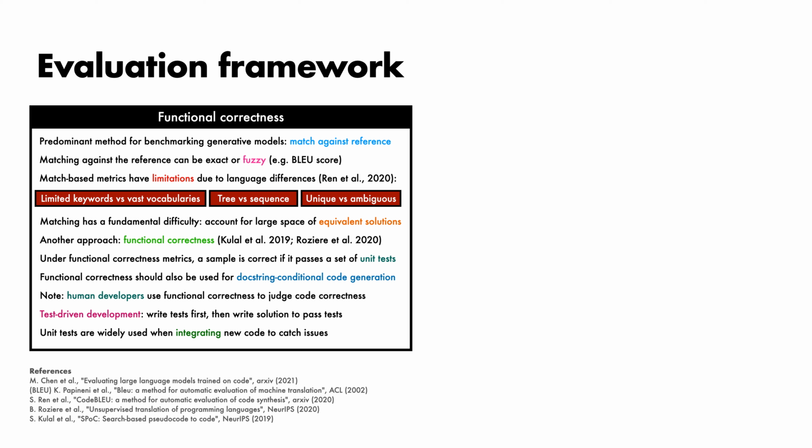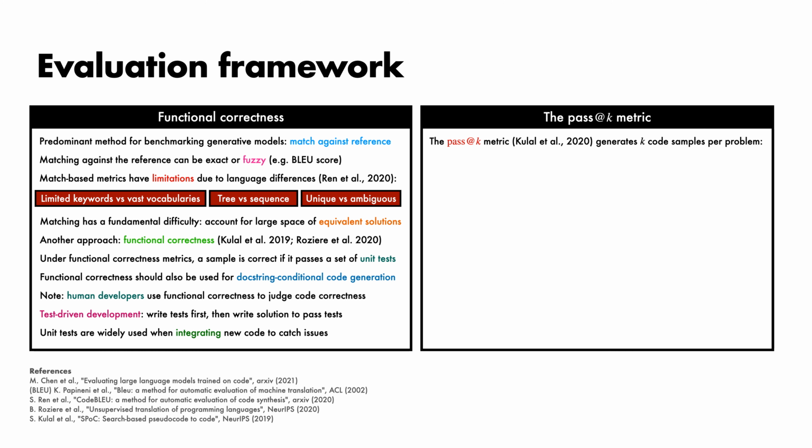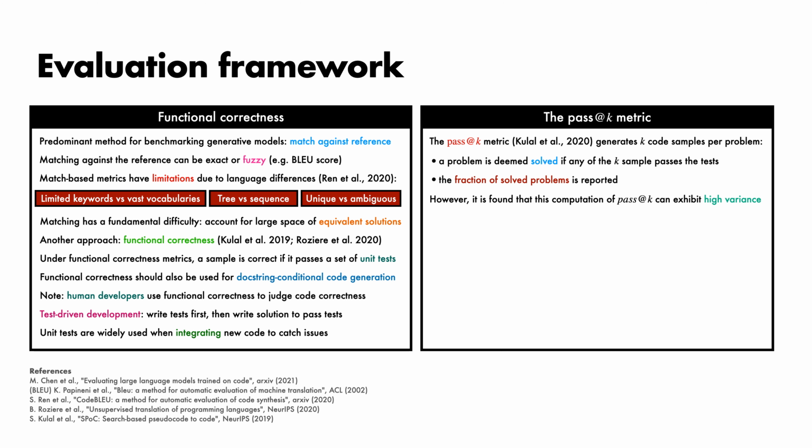To assess functional correctness, the pass@k metric considered by Kulal et al. generates k code samples per problem. A problem is deemed solved if any of these k samples pass the unit tests, and the fraction of solved problems is then reported. It is noted by the Codex authors, however, that this empirical evaluation of pass@k can exhibit high variance.